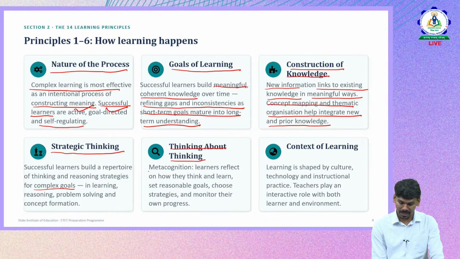Then thinking about thinking. You might have heard the term metacognition. Metacognition is nothing but thinking about your thinking, what you already know, reflecting back on it. Learners reflect on how they think and learn. This is very important. When you have learned something, you think about what you have learned, how you can use it, and what the purpose of what you have learned is.